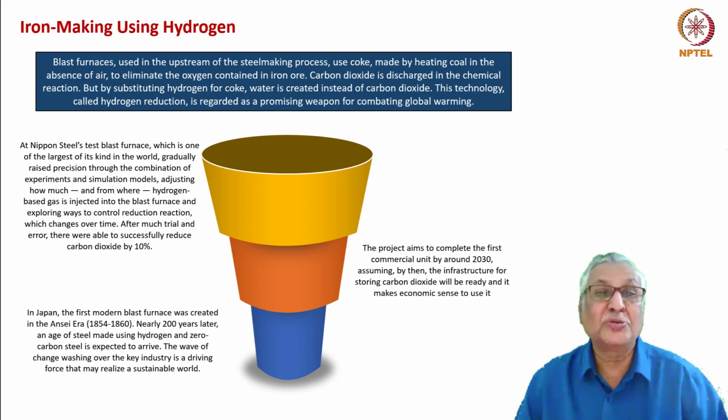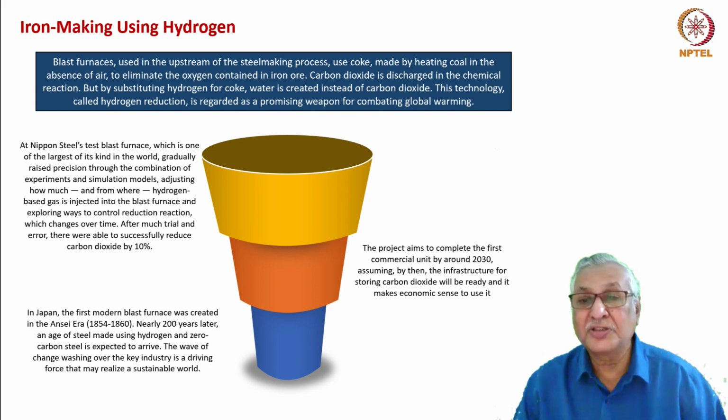Iron is going to be made in future using hydrogen. Blast furnaces used in the upstream of the steelmaking process use coke made by heating coal in the absence of air to eliminate the oxygen contained in iron ore. Carbon dioxide is discharged in the chemical reaction. But by substituting hydrogen for coke, water is created instead of carbon dioxide. This technology, called hydrogen reduction, is regarded as a promising weapon for combating global warming and contributing to decarbonization.